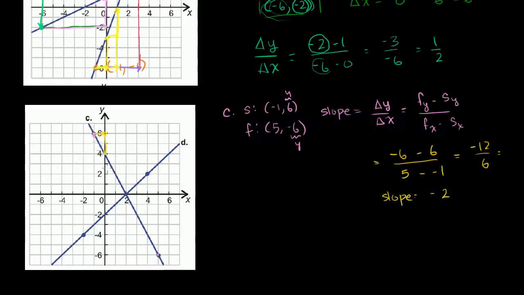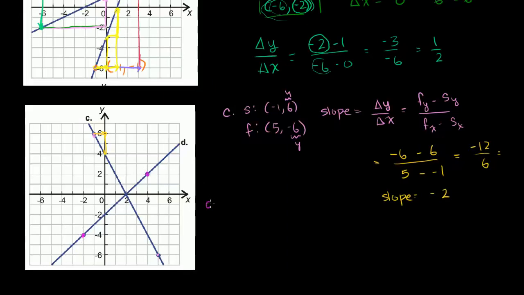So this is a downward sloping line. It's going from the top left to the bottom right. As x increases, the y decreases, and that's why we got a negative slope. This line over here should have a positive slope. Let's verify it. So I'll use the same points that they use right over there.